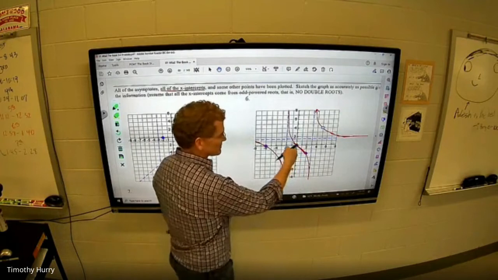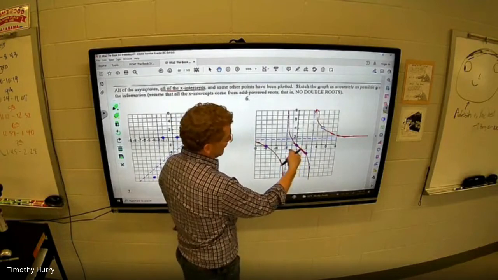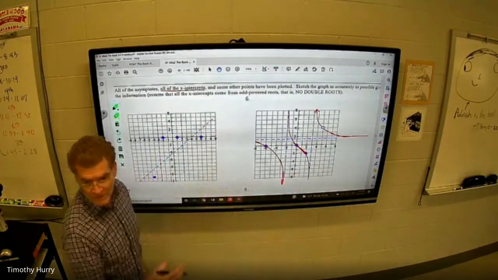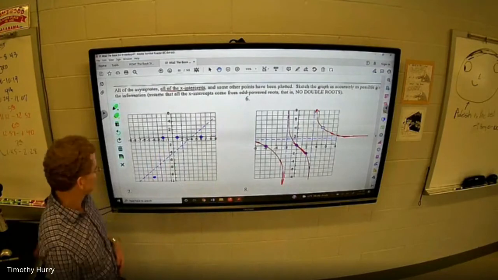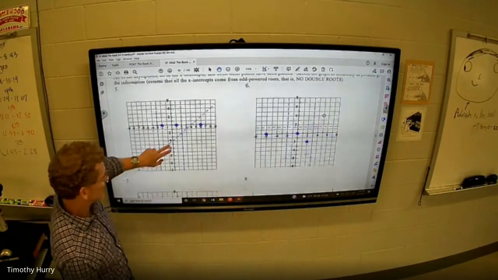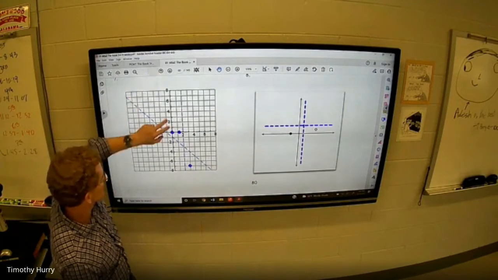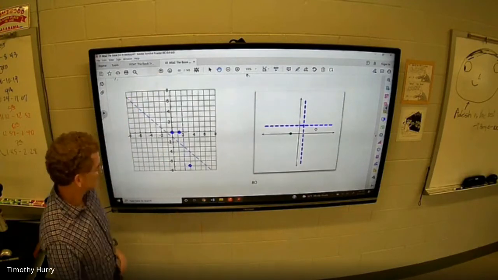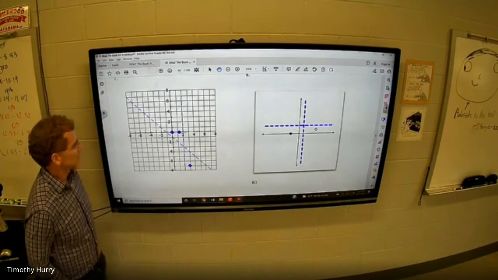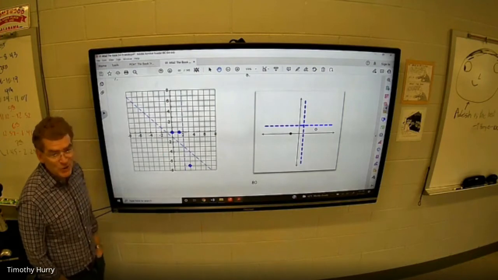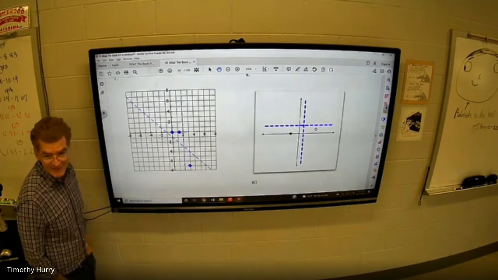Now, if that was a double root, then I could have bounced and come back down, but it said no double roots, so that's not an option. I had an uglier one than that. Okay, what about these? Now, again, if you do what I tell you, this is not difficult.